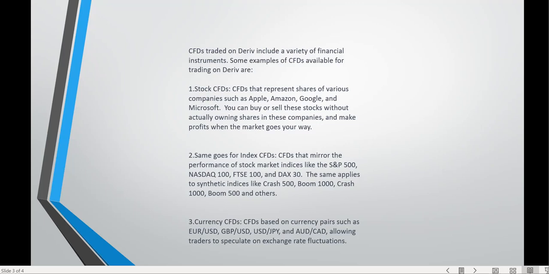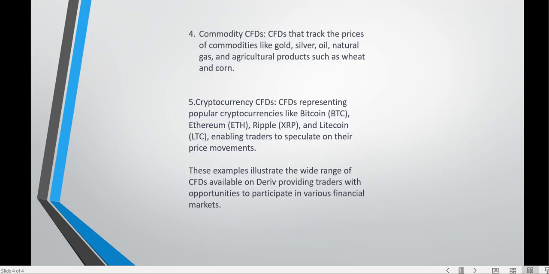Currency CFDs are based on currency pairs such as Euro USD, GBP USD, USD JPY, and the Australian dollar to the Canadian dollar, allowing traders to speculate on exchange rate fluctuations. And you also get commodity CFDs, and these track the prices of commodities like gold, silver, oil, natural gas, and agricultural products such as wheat and corn and so forth. You also get cryptocurrency CFDs that represent the popular cryptocurrencies like Bitcoin, Ethereum, Ripple, Litecoin, Solana, and many others you will find on Deriv.